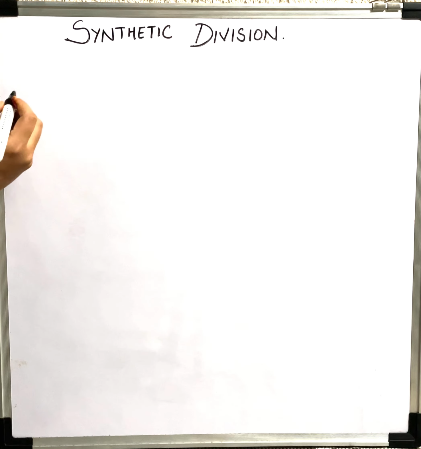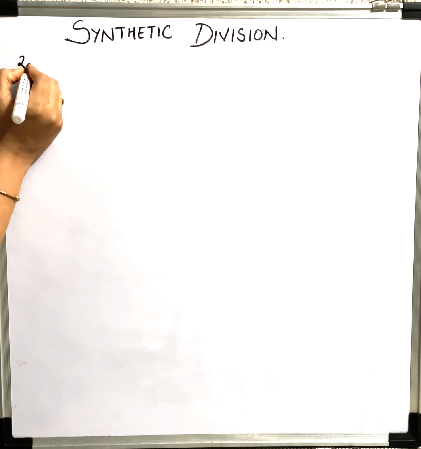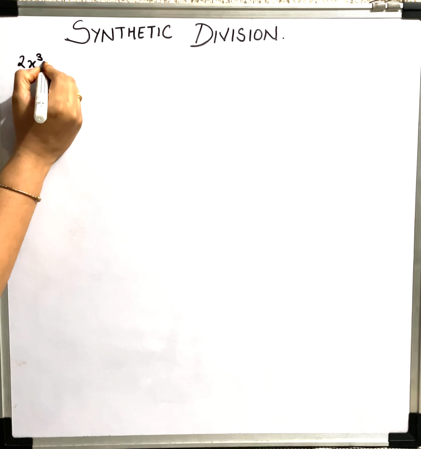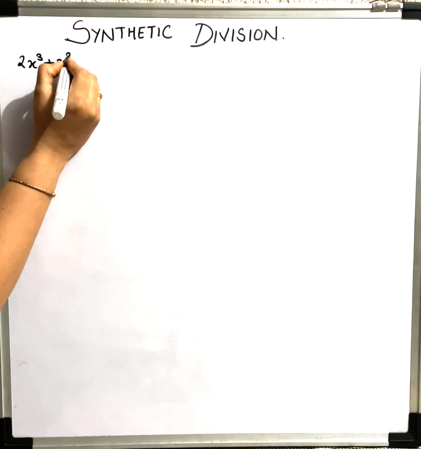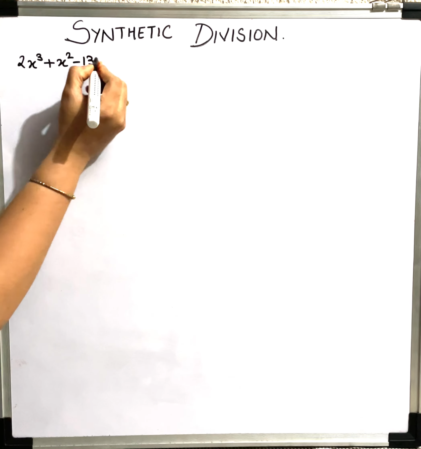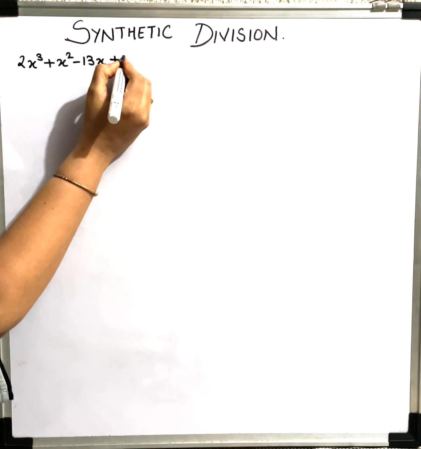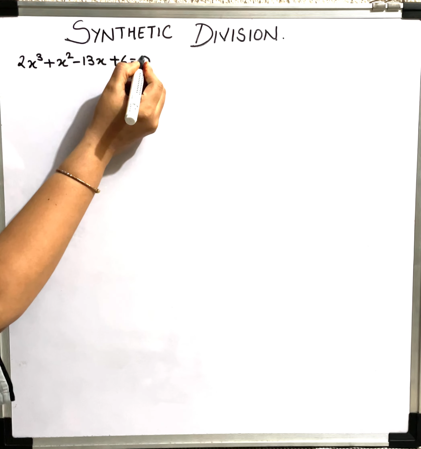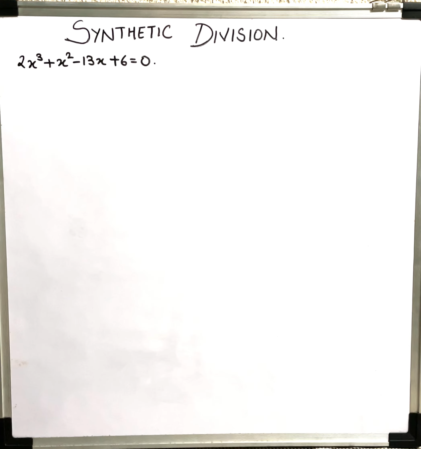Let's consider the example 2x cube plus x squared minus 13x plus 6 is equal to 0. Now the first step of synthetic division is the trial and error method, in which we take random values of x, put them in the expression and see that the value comes out to be 0, which gives us the first factor of the equation.